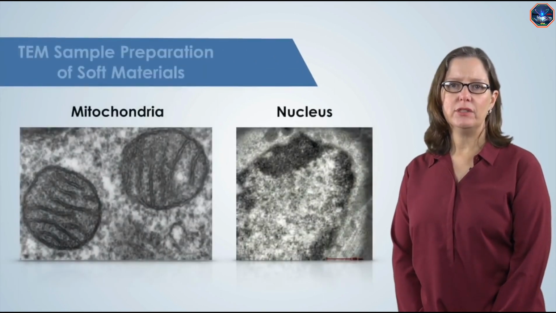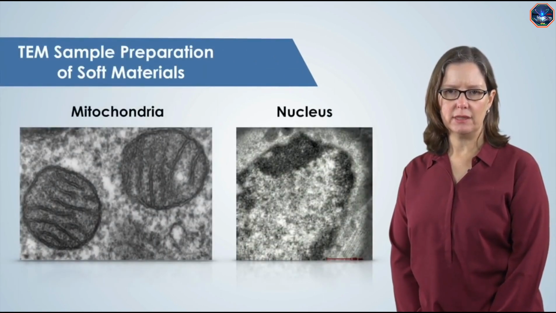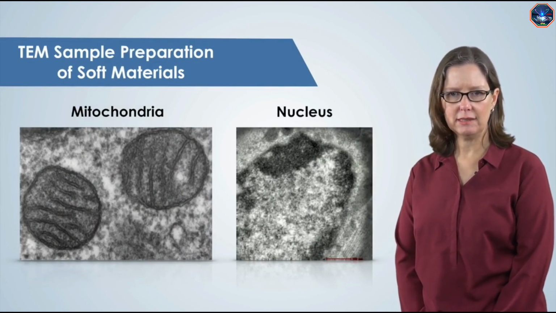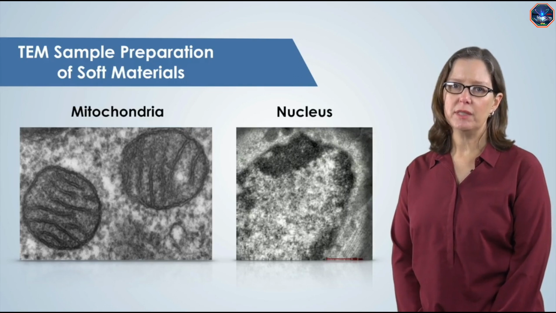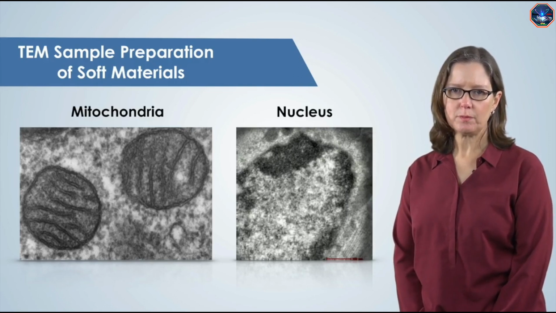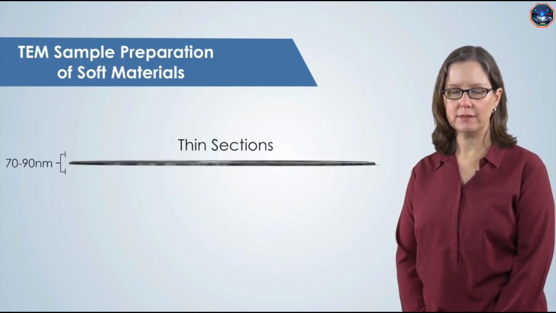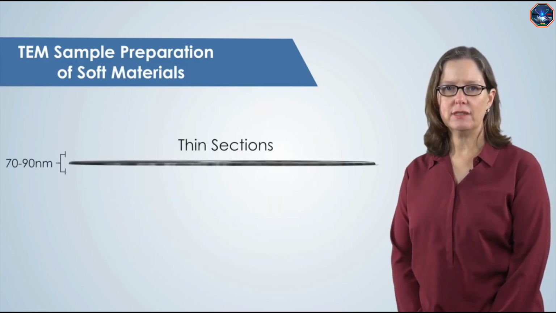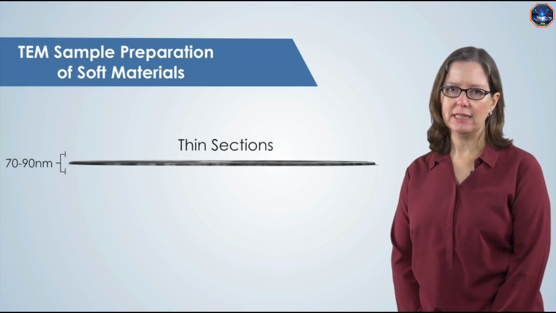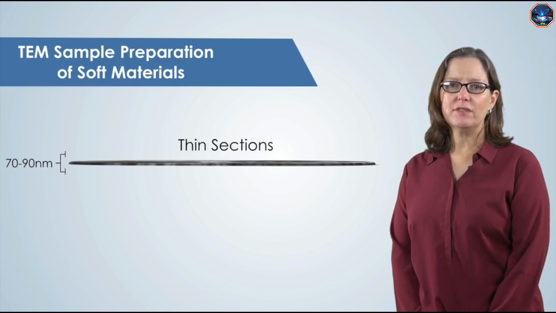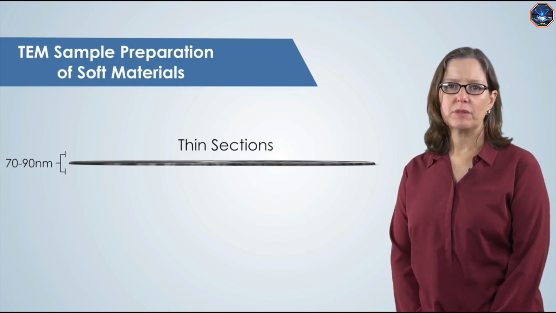The TEM is used to see the inside of soft materials. Have you ever seen a picture of a mitochondria or a nucleus? That was probably imaged with a TEM. To image the inside of samples, they must be prepared in very thin slices called thin sections. Thin sections of the samples are only 70 to 90 nanometers thick. To slice soft samples this thin, we must prepare them and harden them.